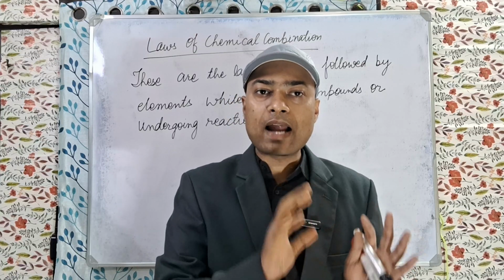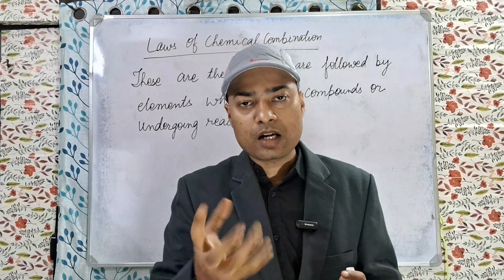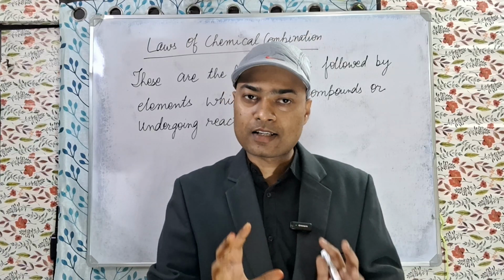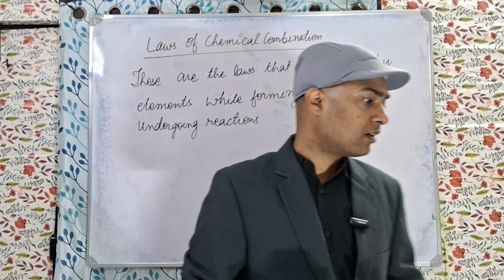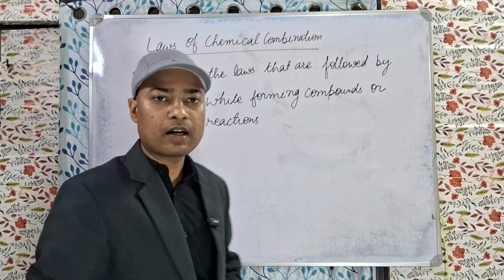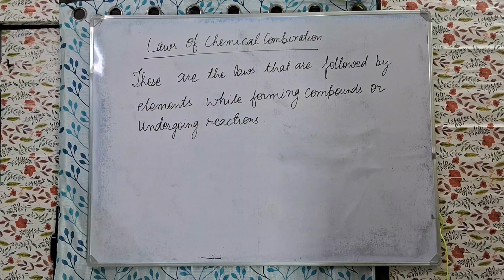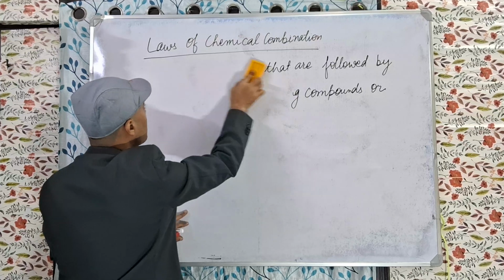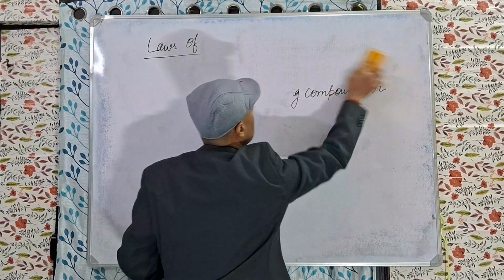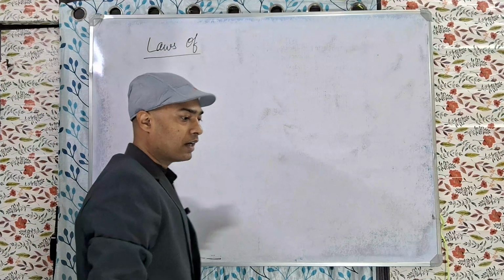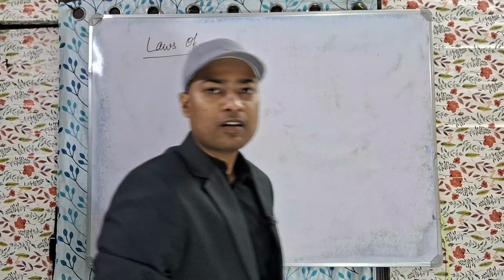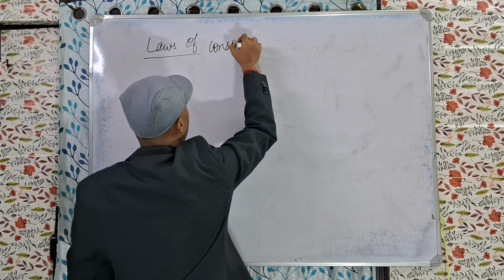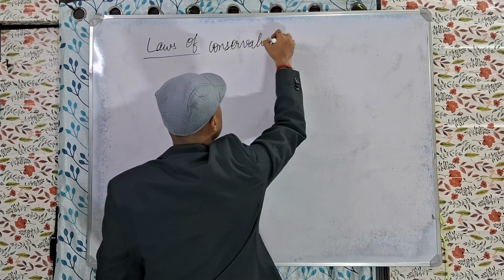Now we are going to write the laws. Write about the scientist. We'll do some numericals on it also and write the exceptions. Okay, so let us start. I hope you would have written it, so I will erase it. So the first law is what? Law of conservation of mass. Okay, so let us write law of conservation of mass.